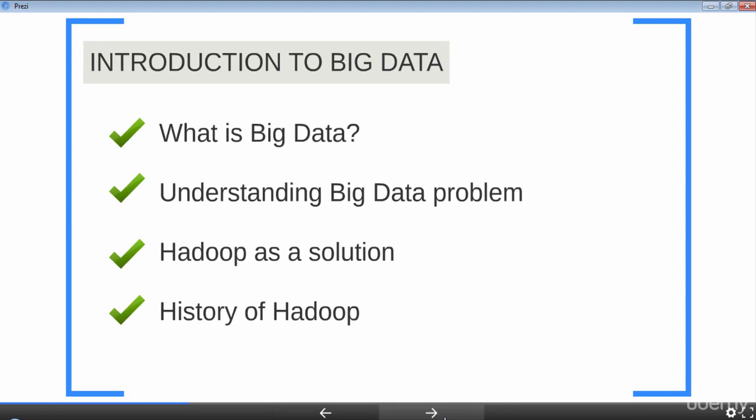Let's look at the introduction to big data chapter. Before we learn about Hadoop and its core components, we want to understand what big data is and what the real problem with big data is. When we understand the problem, we move on to see the solution, which is Hadoop, and how it proposes a solution to the big data problem. We'll also see a brief history of Hadoop in this chapter.